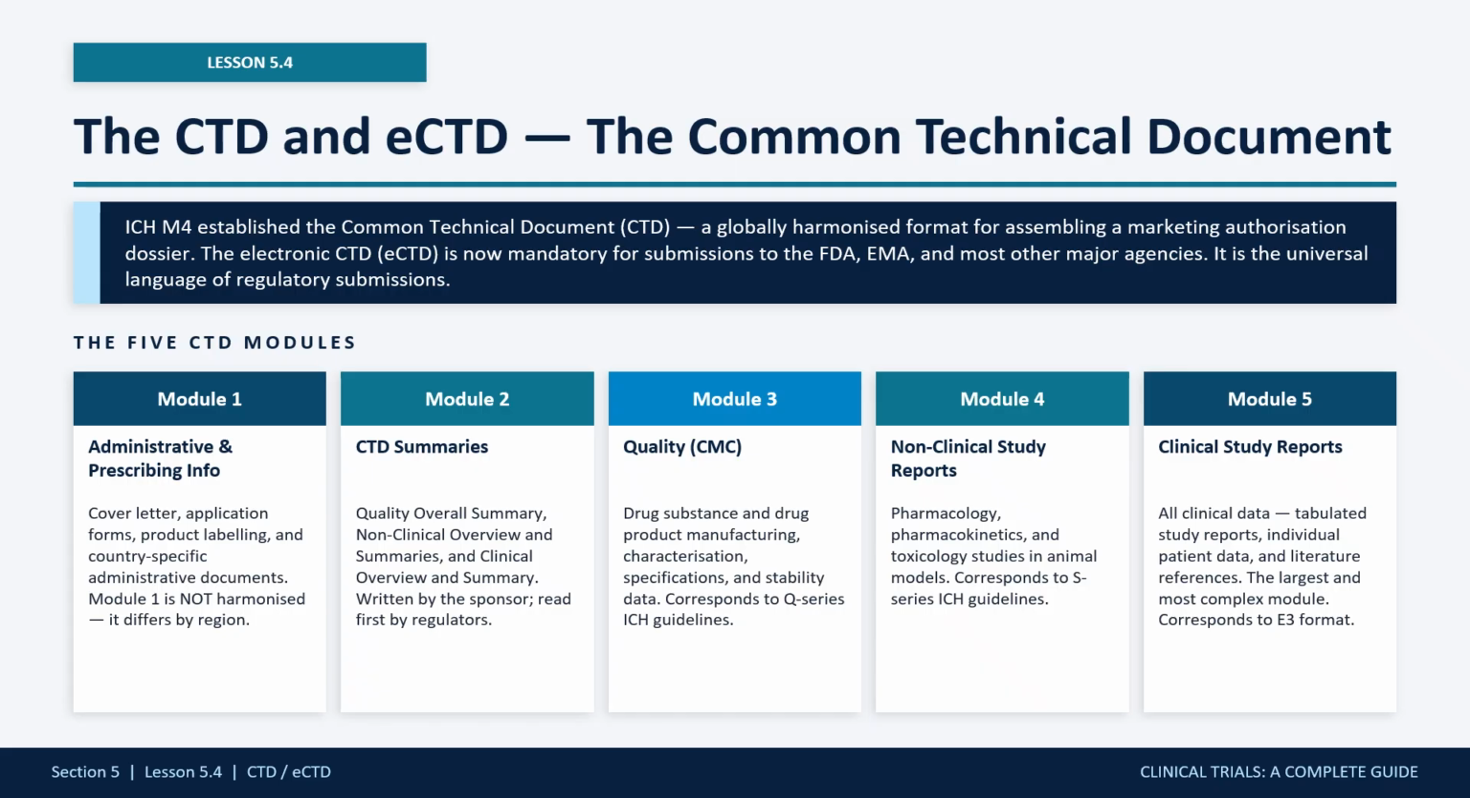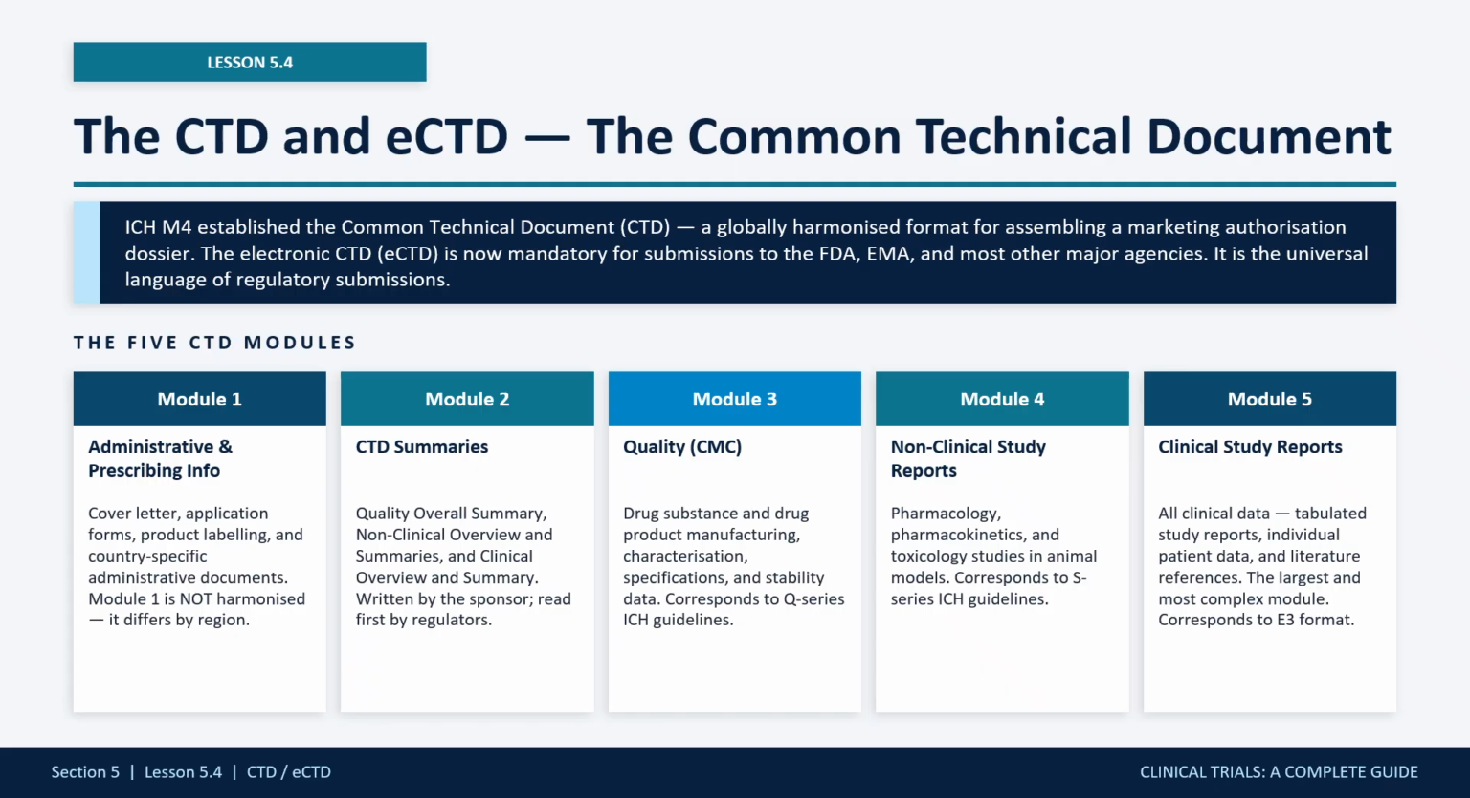The CTD has 5 modules. Module 1 is administrative and regional: forms, labels, and country-specific documents. It is the only module that is not harmonized. It looks different in the US, EU, and Japan. Modules 2 through 5 are harmonized worldwide. Module 2 contains the CTD summaries: the Quality Overall Summary, Non-Clinical Overview and Summaries, and Clinical Overview and Summary. These are written by the sponsor and are the first thing a reviewer reads.